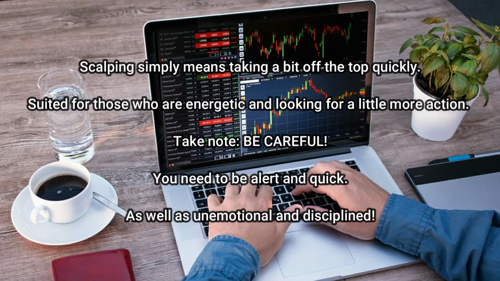And on top of that, it can go very quickly in the other direction, and before you know it, it's all going wrong, and then you start panicking, possibly. So please take note of this. Scalping, you've got to be very careful.